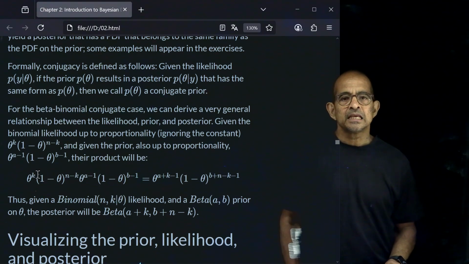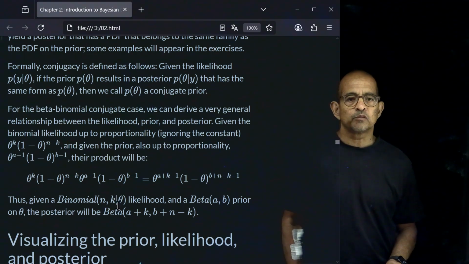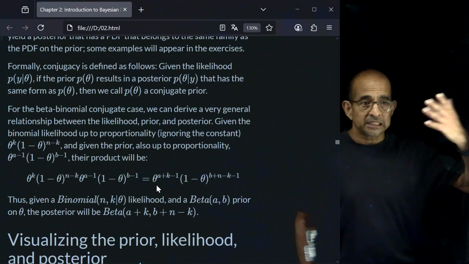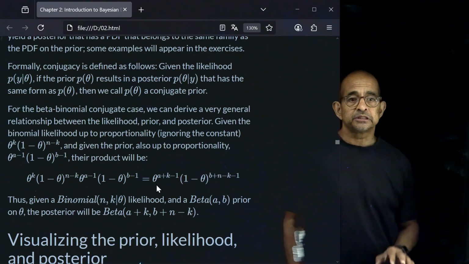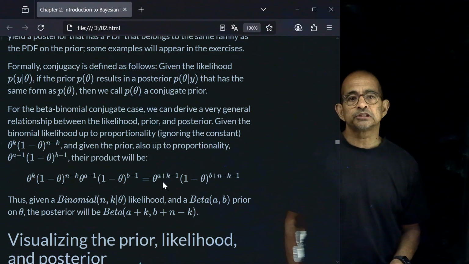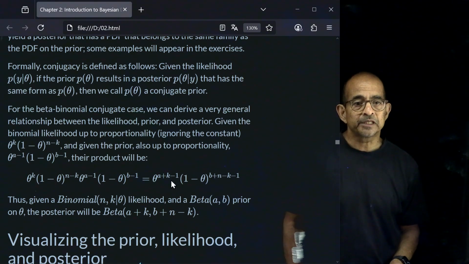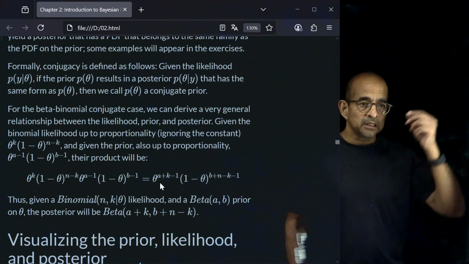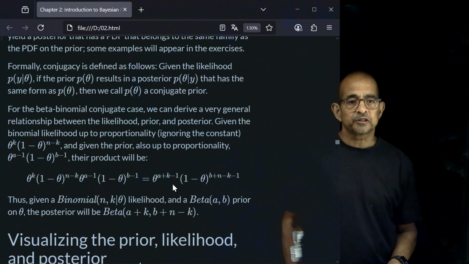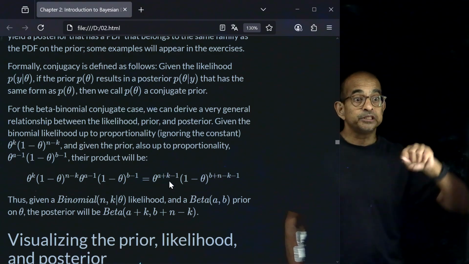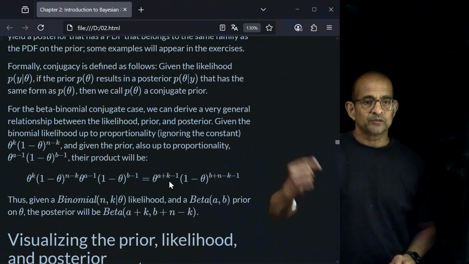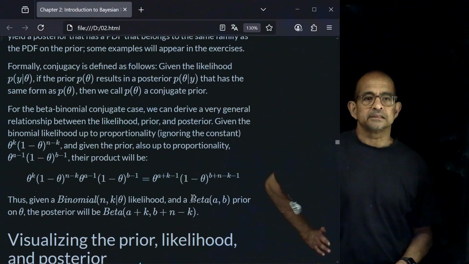What will happen is that if you multiply out the thetas and the 1 minus thetas, you will get an updated set of a and b parameters in the posterior distribution of theta, such that the new a for the posterior distribution of theta will be a plus k. Remember, a is the parameter we defined for the prior for theta, and k is the number of successes, so a plus k will be the new a parameter. That's what I was calling the a star parameter when I was writing out the analysis.